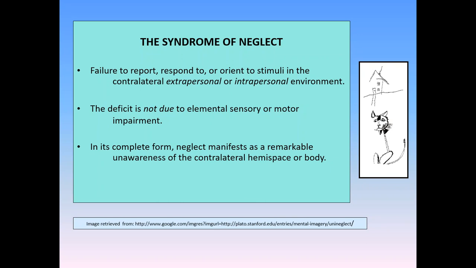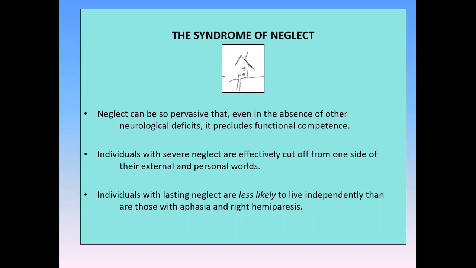And in its complete form, neglect manifests as a remarkable unawareness of the contralateral hemispace or body, which makes them a particular therapeutic challenge to OTs and PTs who are working with this diagnostic population. I just put this little illustration there on the right of some drawings by a person with left neglect. It can be so pervasive that even in the absence of other neurological deficits, it precludes functional competency. So neglect can be a very serious problem for return to independent living. They're effectively cut off from one side of their external and personal worlds.